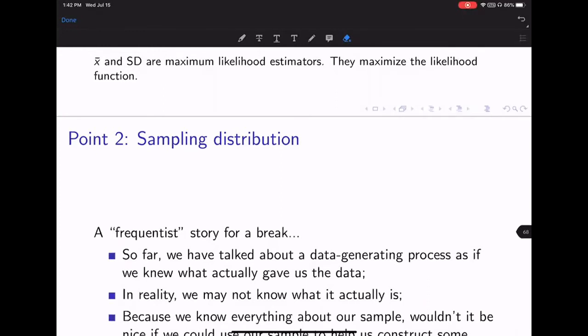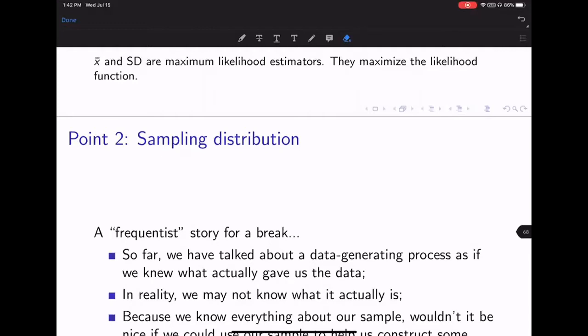One thing you've never been taught in statistics class is that statistics is full of assumptions. Statistics has a lot of assumptions. When we say, for example, that the observations we have come from some process, that's one of the assumptions. In reality, we may not even know what that process is, right?